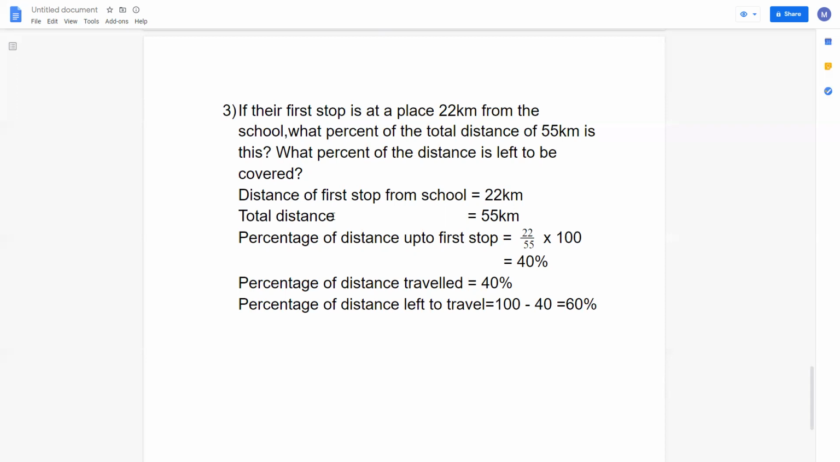Okay. Now one more question is there. So I have written here percentage of distance traveled equals 40%. What percent of the distance is left to be covered? So how much percentage is covered? 40%. So percentage of distance left to be covered equals, what is the total percentage? 100. Out of that, 40% already traveled. So 100 minus 40 equals 60%. That is, 60% of the distance is left to be covered.